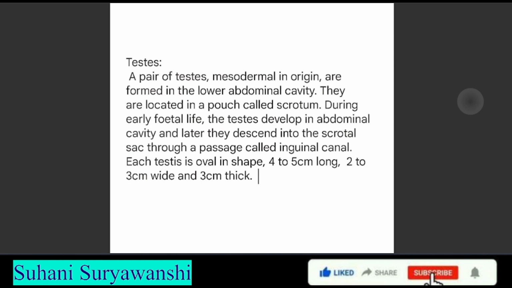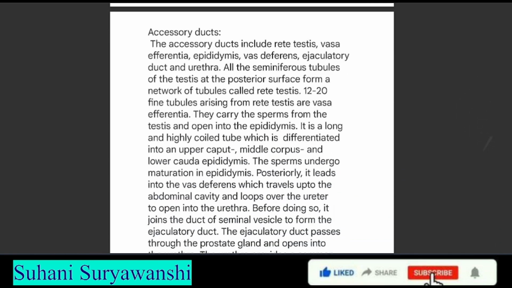They are located in a pouch called the scrotum. During early fetal life, the testes develop in the abdominal cavity, and later they descend into the scrotal sac through a passage called the inguinal canal. The testis is oval in shape, 4 to 5 cm long, 2 to 3 cm wide, and 3 cm thick. Accessory ducts.